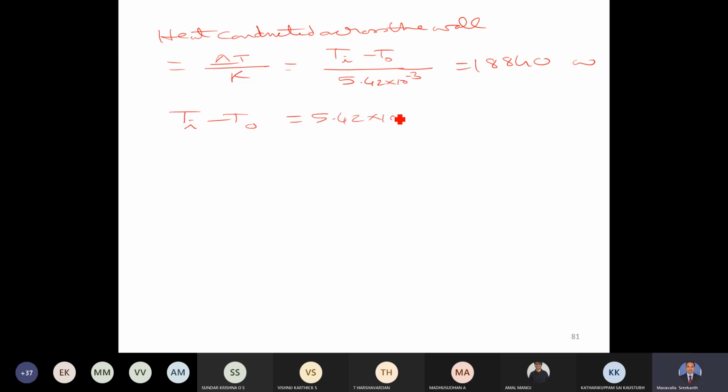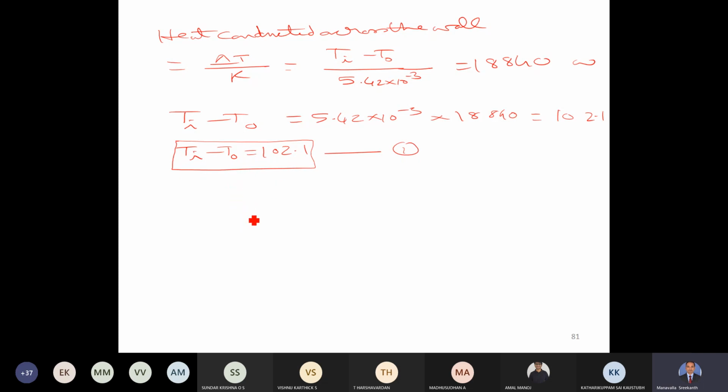5.42 multiplied by 10 power minus 3 multiplied by 18,840. So this will be 102.1. So I can write it here, Ti minus T out is equal to 102.1. So this is one equation we got in terms of Ti and T out.